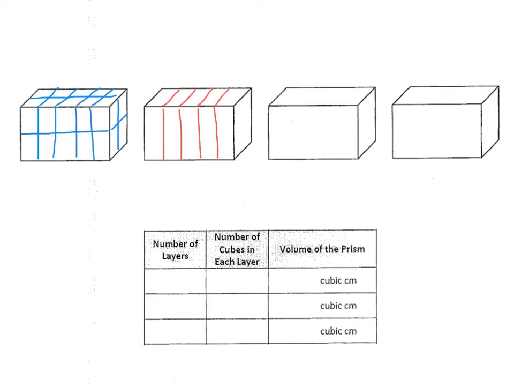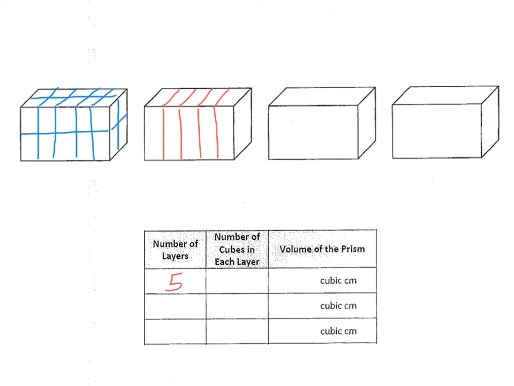So how many layers did we just make? Well, let's count. I have 1 layer, 2 layers, 3 layers, 4 layers, 5 layers. So let's fill it in. Number of layers is 5.